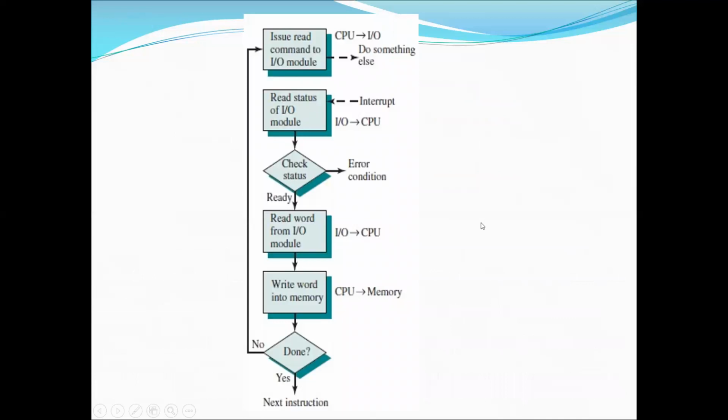If you look into this flowchart, we will see that the CPU issues a read command to the IO module and the CPU will go for doing some other work. So the CPU is now not checking for the IO status. When the IO is ready, it gives an interrupt, so that the IO informs the CPU that the device is ready. It then reads the status of the IO module. If it is ready, the read or write operation will be carried out, either read or write. If it is not done, then it will go for reading the next one. If it is done, then the next instruction will be carried out.